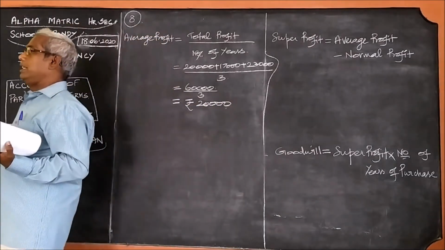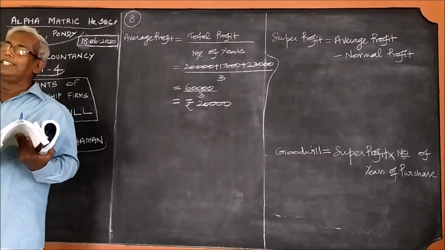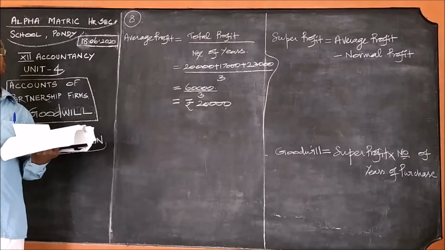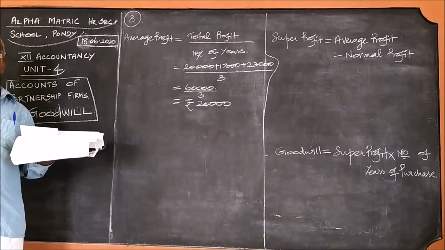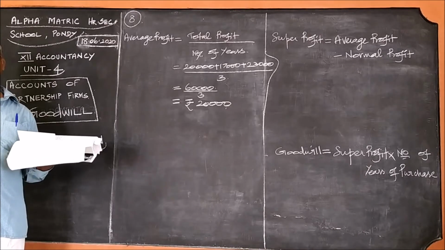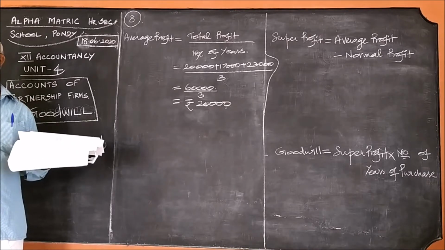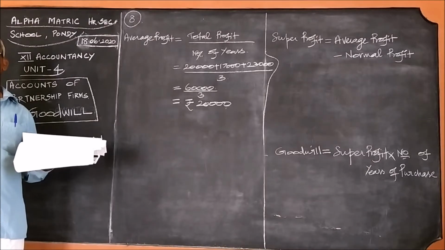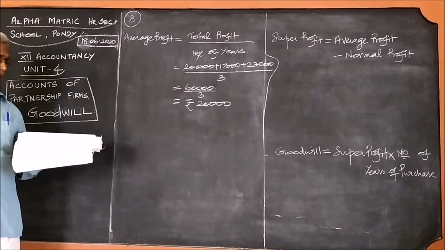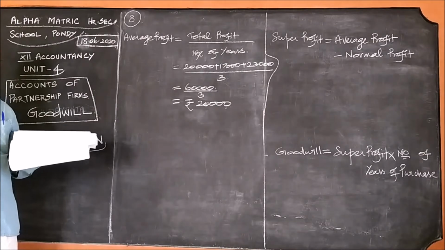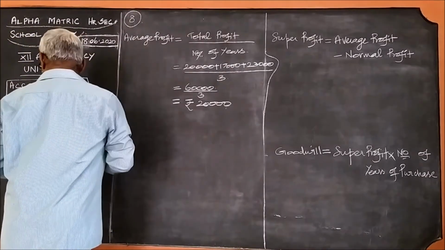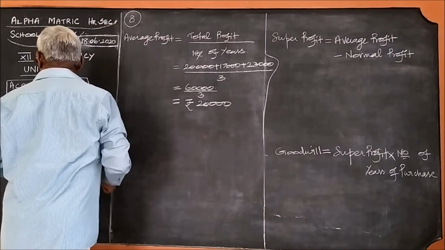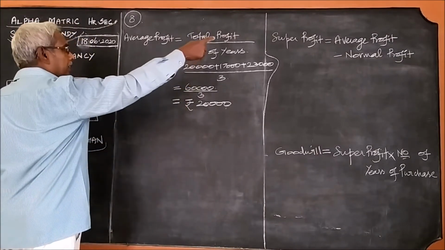This method we have seen under the average profit method itself. How to find the average profit? Add all the profits and divide it by the number of years. Here 3 years profit is given. We have added all the 3 years and divided it by 3. Therefore 60,000 by 3 equals 20,000. This is the average profit.